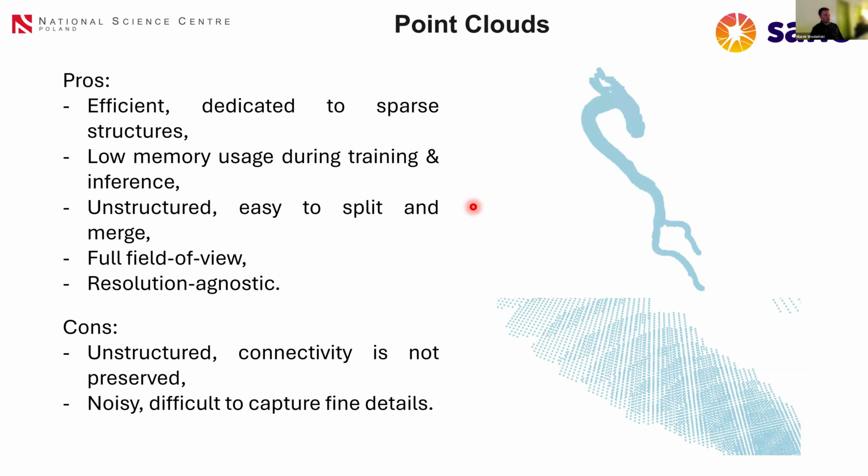Point clouds are very widely used in computer vision, not that common in medical imaging. And point clouds also have quite important strong sides, like the fact that they are very efficient. They are dedicated directly to sparse structures. You don't need that much memory, both during training and inference. They are unstructured, so they are easy to split and also to merge. They provide you by design the full field of view for a particular shape, and they are resolution agnostic.